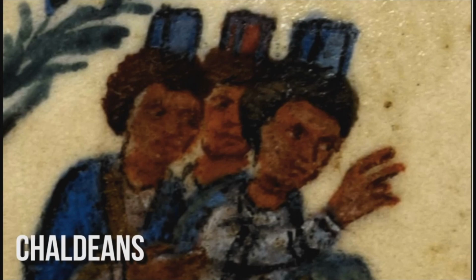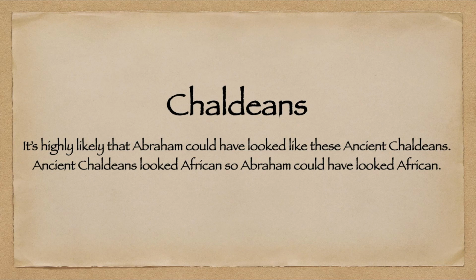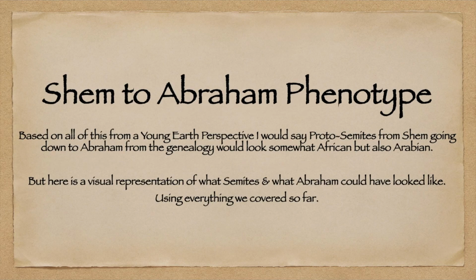So, with that being said, it's highly likely that Abraham could have looked like these ancient Chaldeans. Ancient Chaldeans looked African, so Abraham could have looked African. Based on all of this from a young Earth perspective, and technically you can even use this for an old Earth perspective, I would say that Proto-Semites from Shem going down the line to Abraham from the genealogy would have looked somewhat African, but also Arabian.